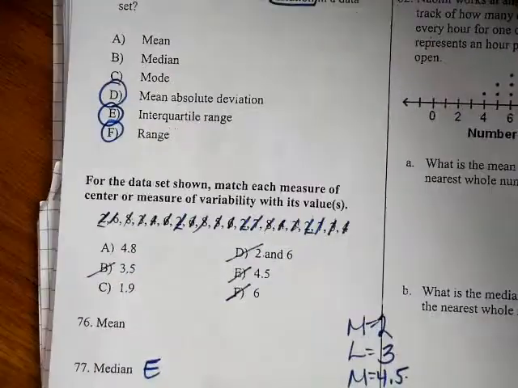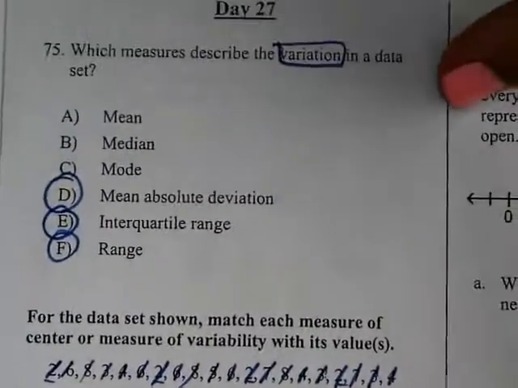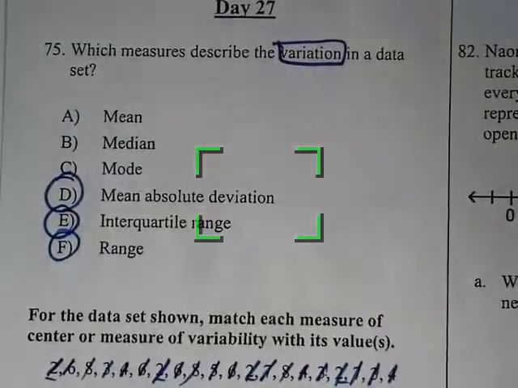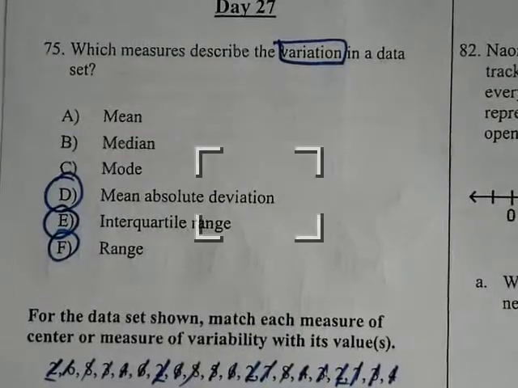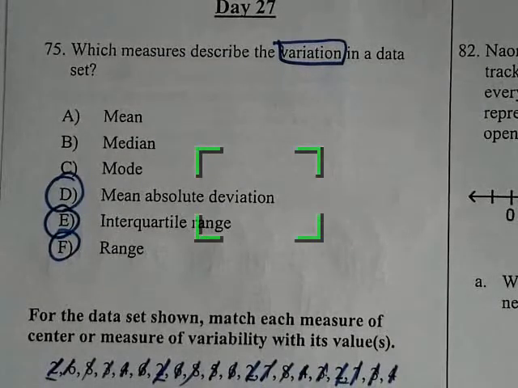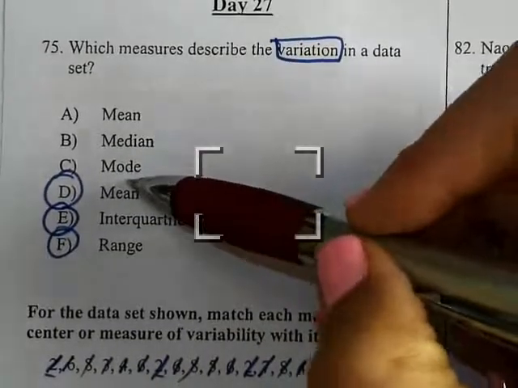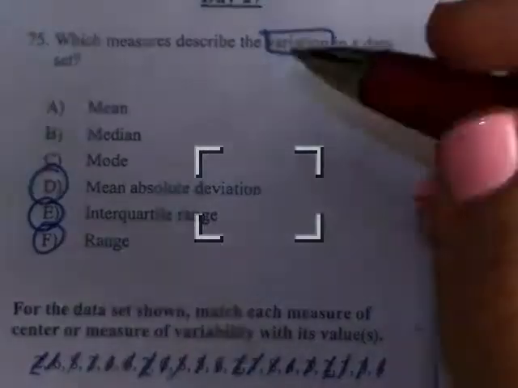Okay, question 75. Which measures describe the variation in a data set? Mean, median, mode has nothing to do with variation. Variation means the difference between sets of data points. The difference, and when I say difference, you are subtracting two values.